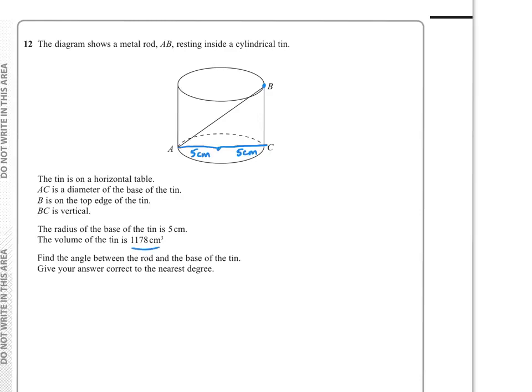And we're given the volume. Well, the volume of the tin is going to be the area of the base, which is pi r squared, times the height, which is BC. So the radius we're given, so that's 5 squared, that's 25 pi times the height, and the volume is given as 1178. So that means we can find the height by dividing both sides by 25 pi. So let's do that first.